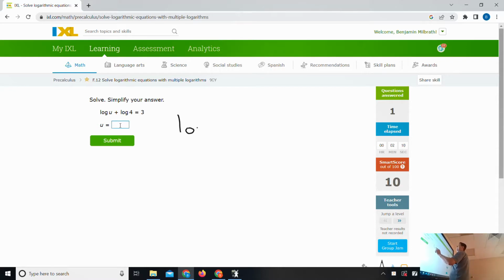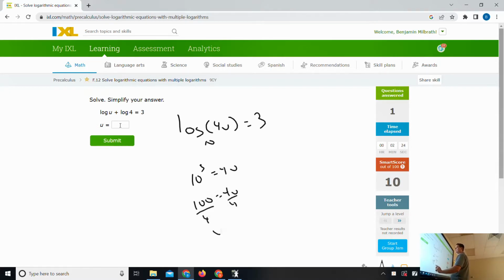The condensed logarithm would contain 4u. Remember, the understood base is 10, so 10 cubed is 4u. 1,000 is 4u. And if we divide out our 4, we get that u is 250. So, yeah, no problem there. Of course, you know, this is only the second question. It's supposed to be easy, isn't it?